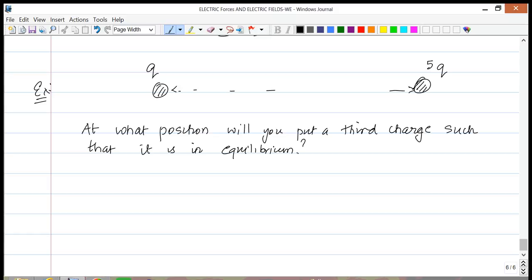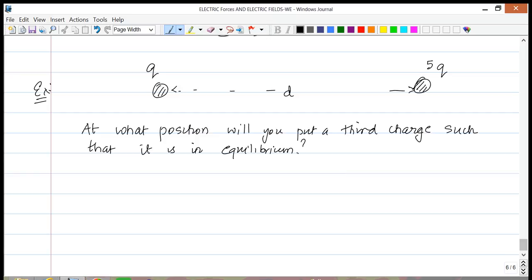Okay, so here's another problem. Now in this problem, you've been given two charges, q and 5q. Let's say that they're separated by some distance d. The question is, at what position will you put a third charge such that it is in equilibrium? So we need to figure out where a third charge needs to be placed such that it's in equilibrium.